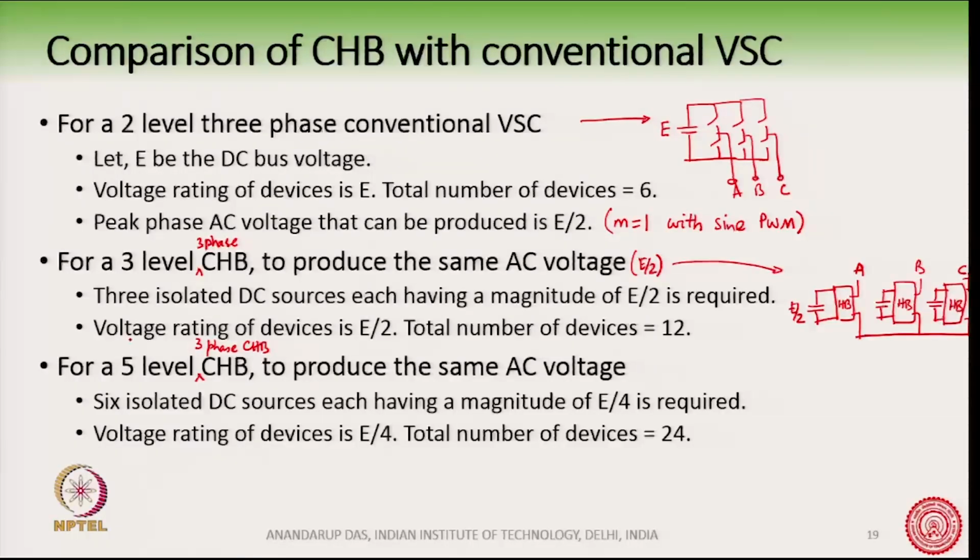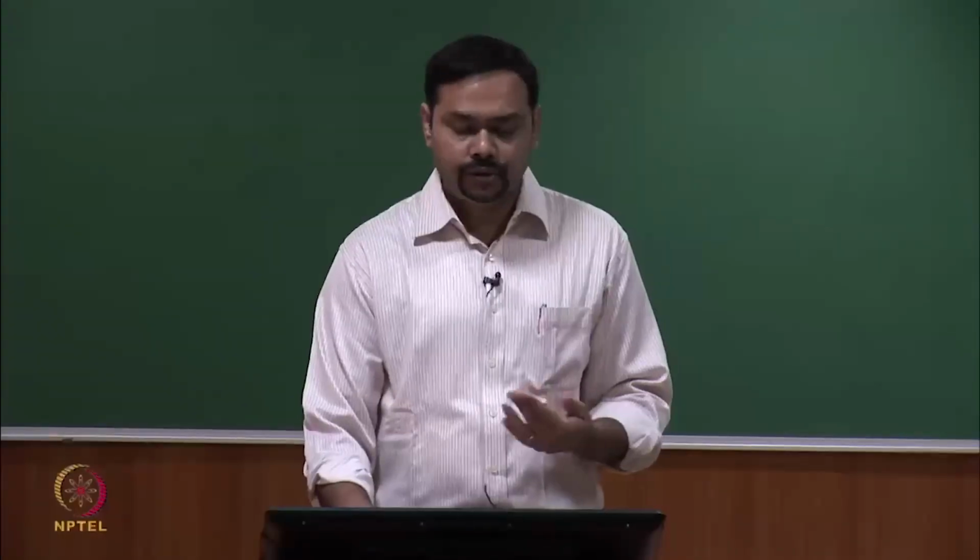But again, this is the disadvantage, but there is an advantage, and the advantage is that the voltage rating of the device is equal to E by 2. The voltage rating of all the devices in this is E by 2, but we require 12 devices because each H bridge has 4 devices, 4 transistors. So, we require 4, 4, 4, 12 devices here, whereas we require 6 devices in this converter. Okay. So, there is something we gain, something we lose.